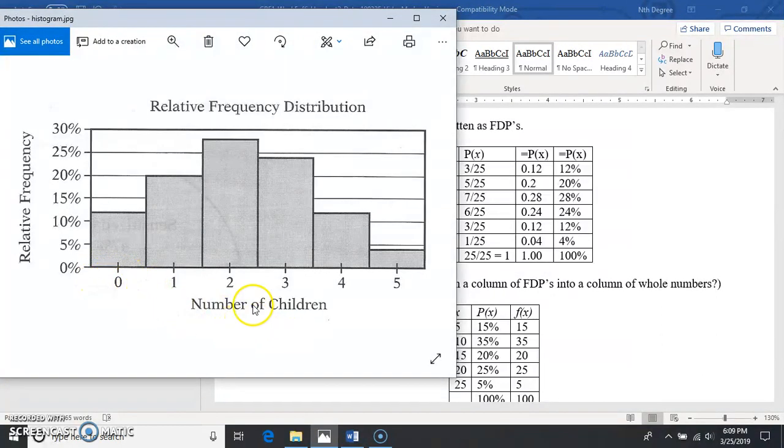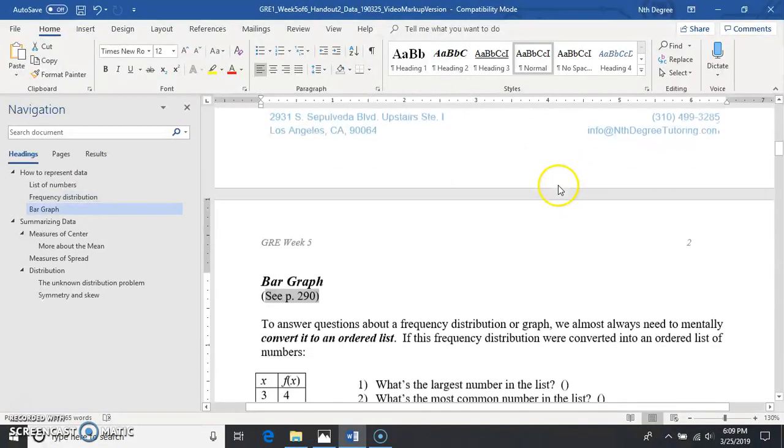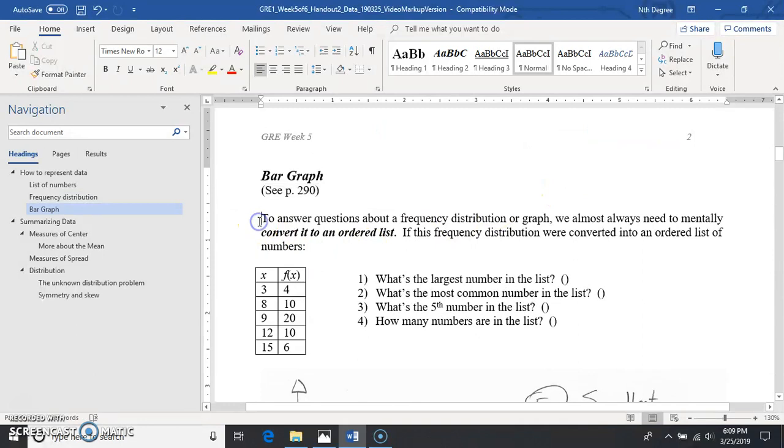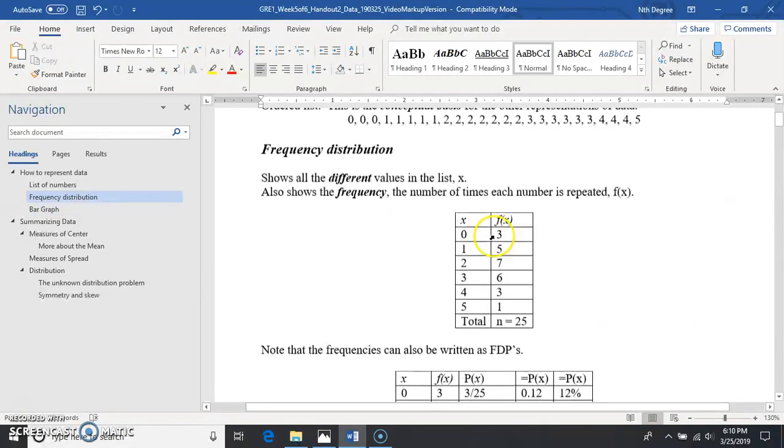Again, in this bar graph, notice the number of children, 0, 1, 2, 3, 4, or 5, was written in ascending order from small to large, from left to right. That's going to be really important. The frequencies or the repetitions are vertical. To answer questions about a frequency distribution or graph, we almost always need to mentally convert it to an ordered list. In other words, this always comes back to doing the easy things backwards.